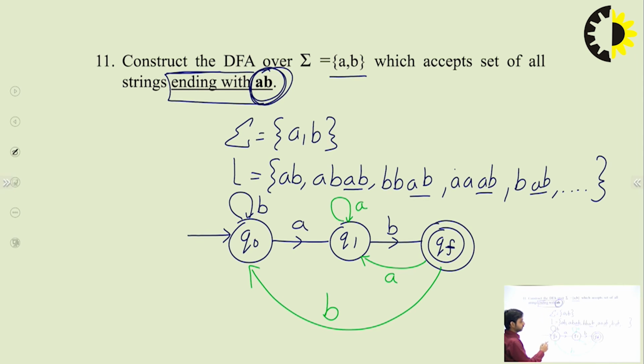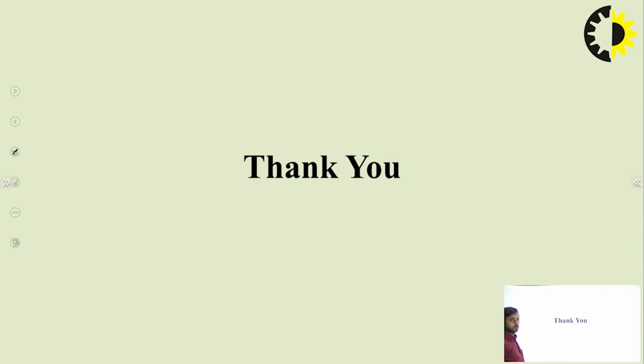So this is the complete DFA that ends with AB. N times of B, A, N times of A and B, again AB, ends with AB. Now if B goes to state Q node, then A and B, and A, N number of A and B. So this is the final DFA for the required language. Okay, thank you.